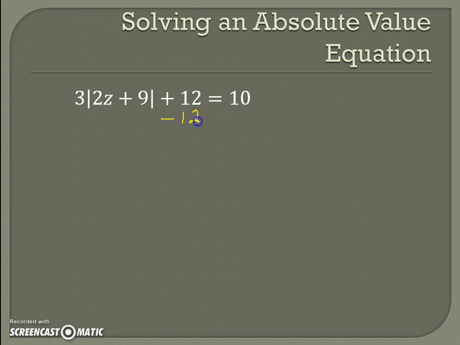So I'll subtract 12 from both sides. That would be the first thing I need to do. So I have 3 absolute value of 2z plus 9 equals -2. Now, I cannot distribute this, all right? Because this is absolute value, this 3 cannot be distributed here. That's a mistake that I see from time to time, so be very careful.